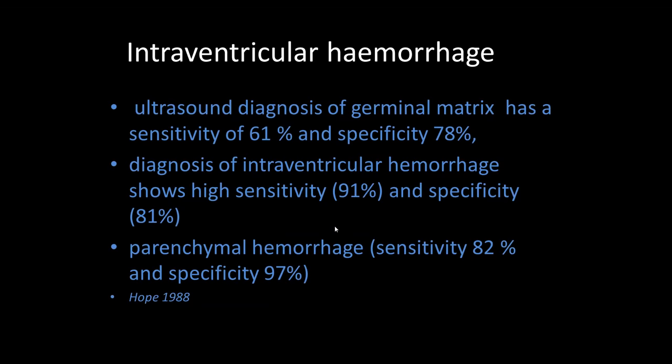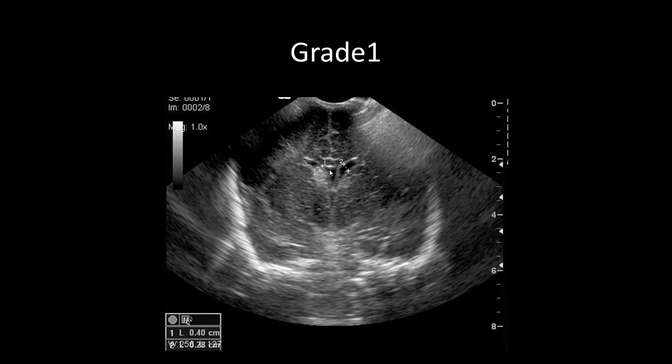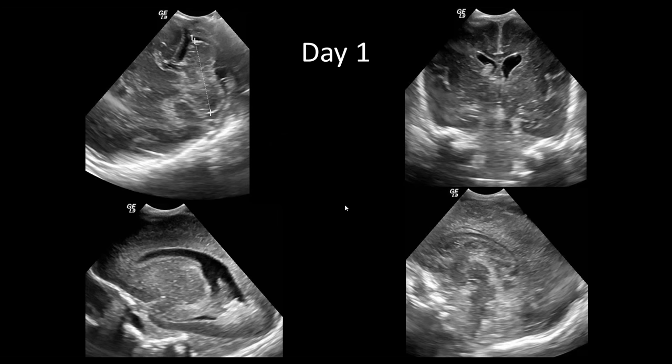Okay, so this is the germinal matrix. It's bulky, there's an increased area of echogenicity, and there's bulging into the ventricle. This is a grade 1. This is also a grade 1. In the coronal plane, you've got some bulging into the ventricle, but the ventricle is not dilated. It's only 4 millimetres. This is also a grade 1.